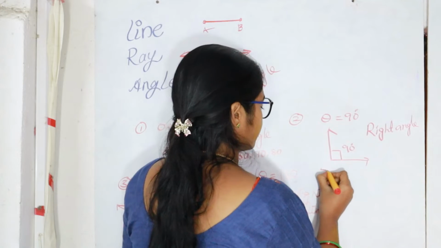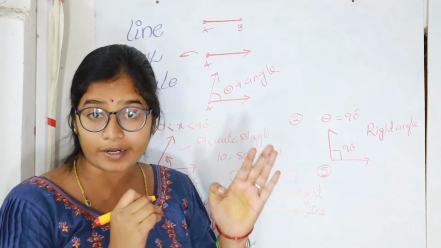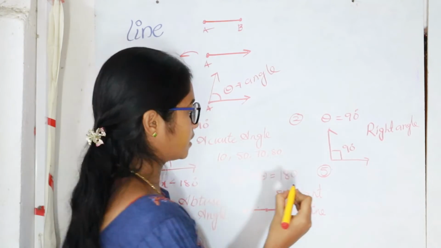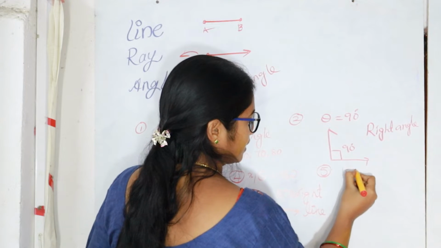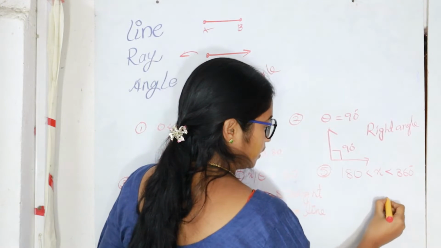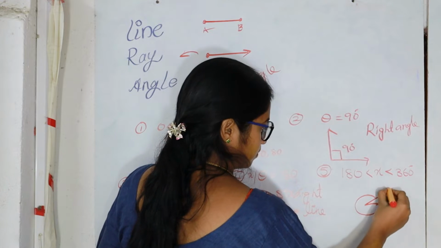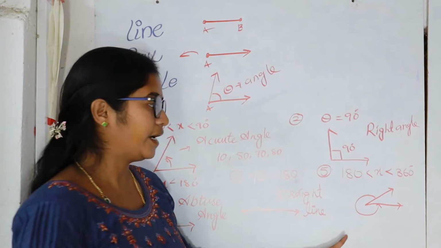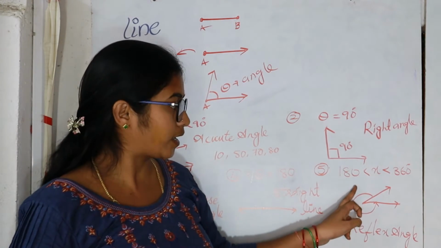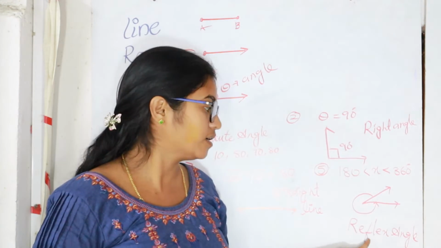And the fifth one: if the angle lies between 180 and 360 degrees, it is like this. It is called a reflex angle. Reflex angles mean the angle is between 180 degrees and 360 degrees.